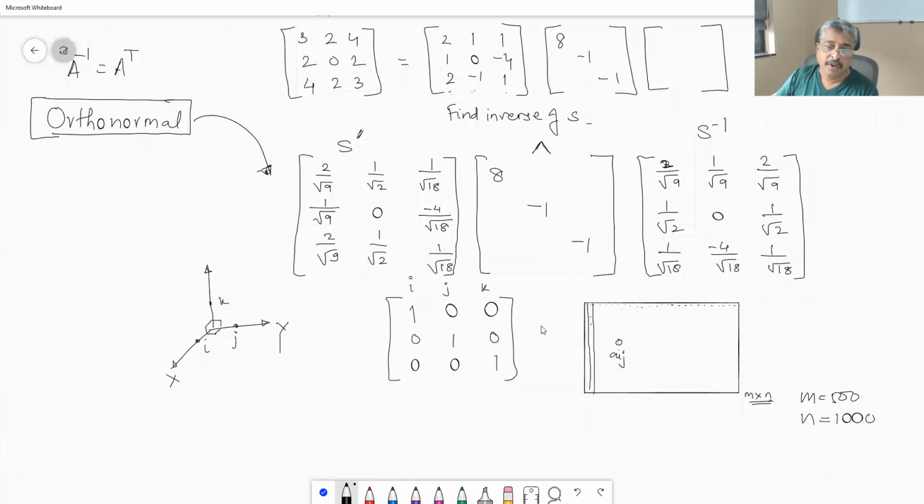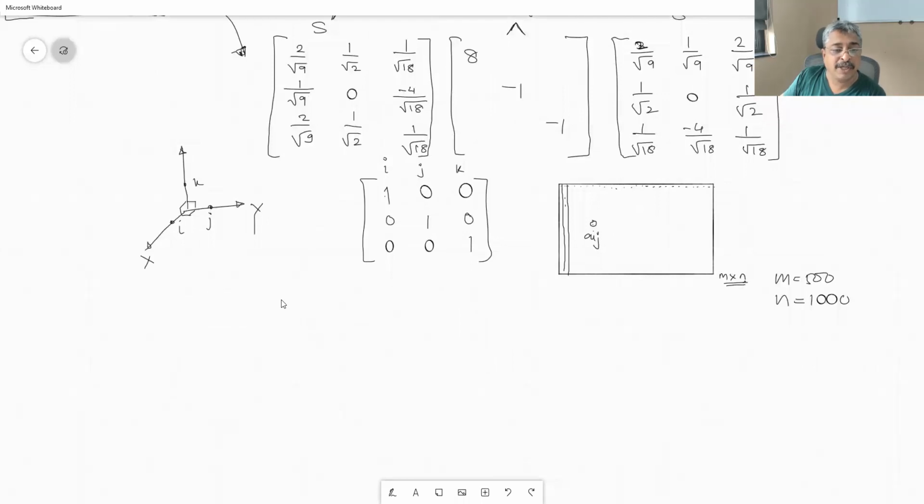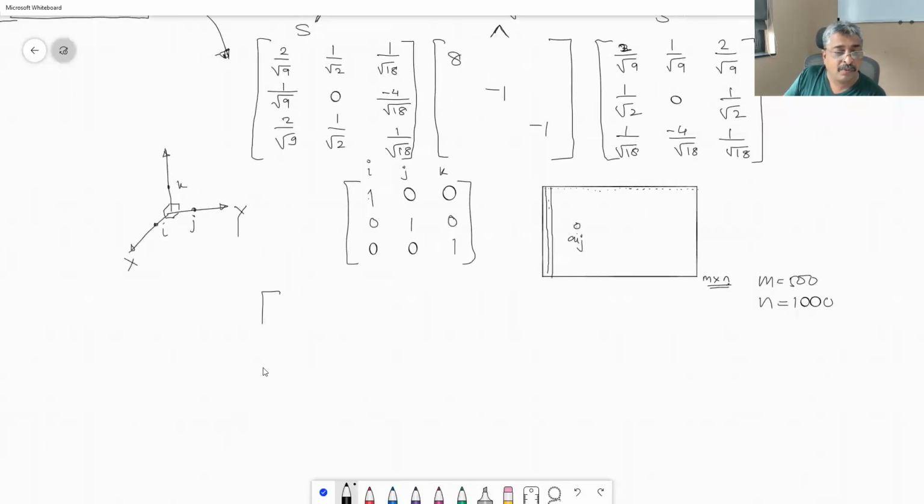Now, like i, j, k, M is 500, so I don't want to write down 500 unit vectors, but I can show you with a rectangular matrix of, suppose, 5 by 6. Then the first unit vector will look like this: 1, 0, 0, 0, 0, five entries, where the first entry is 1. It is another unit vector, which is the standard base. This corresponds to i in 3 by 3.